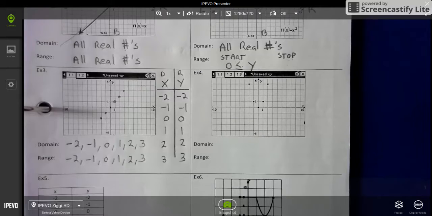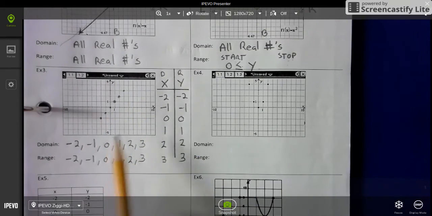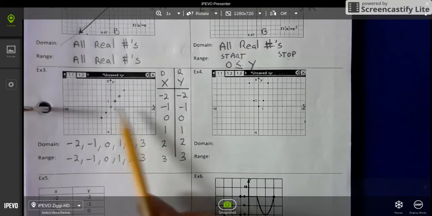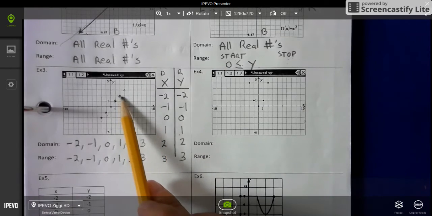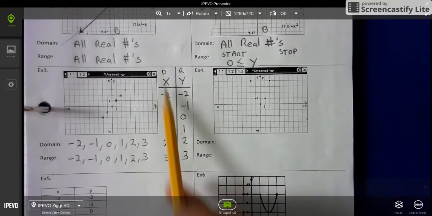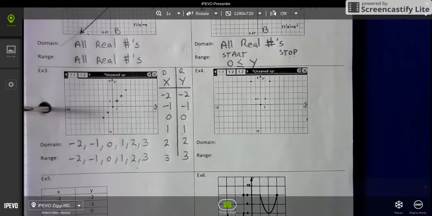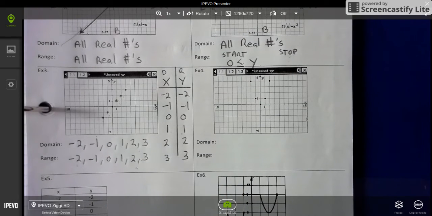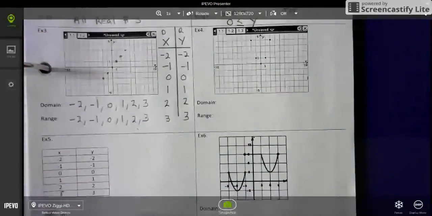All right, example 3, because it's just points, we just list them. So the best way to do it is to make a table. So this is -2, -1, 0, 1, 2, 3, and so on. Okay, so the domain is X, so list all the X values, and range is Y, so list all the Y values. Okay, now you should notice that what you get from example 3, you can use for example 4 and also example 5. So example 3 will help you finish example 4 and 5.